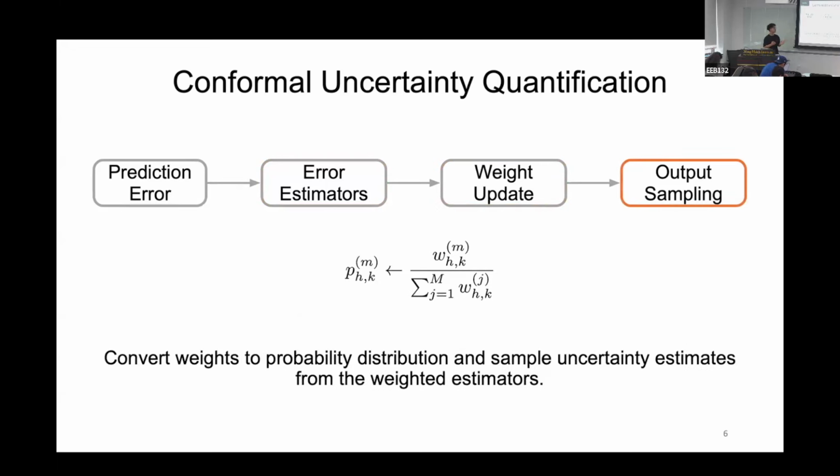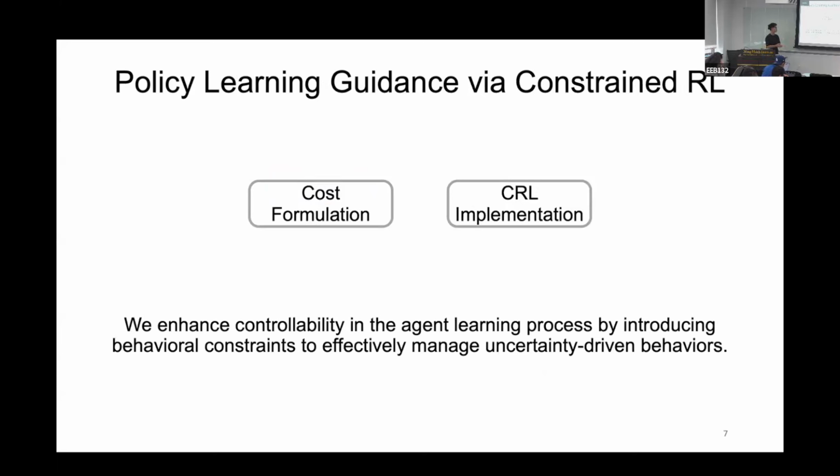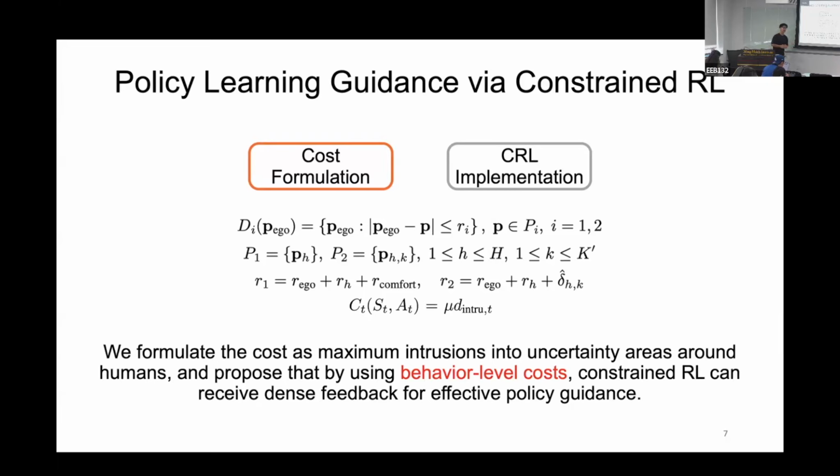For the second key part of our paper, we use constrained reinforcement learning so that we can enhance controllability and use it to more effectively manage uncertainty-driven behaviors. The first thing is how we formulate our cost. We use the maximum intrusion into the uncertainty areas around humans, and using this behavior-level cost, the constrained reinforcement learning agent can receive dense feedback, which is very effective for policy guidance.